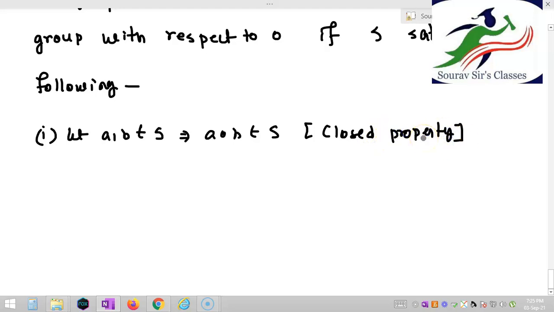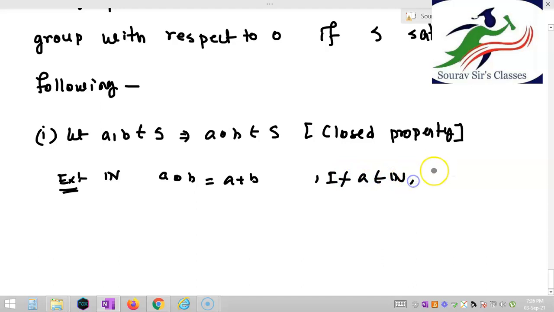Okay, observe that. Let me give you some examples. When you are considering natural numbers and you are defining a binary operation, that is A compose B as A plus B. Okay, so we know that addition of two natural numbers is again a natural number, that is if A belongs to N and B belongs to N, then A plus B again belongs to N. So we can say that natural numbers are closed with respect to this binary operation.